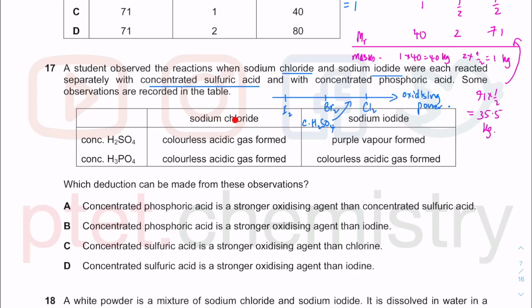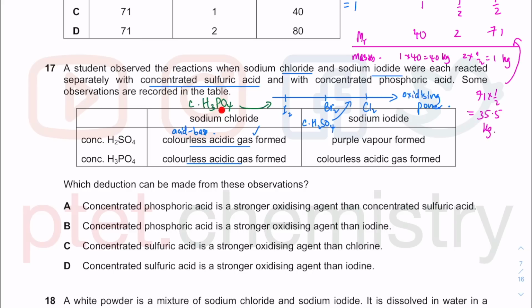So in terms of sodium chloride, concentrated sulfuric acid will just give you a colorless acidic gas, because it just does an acid-base reaction, which will be happening together with the other acid as well. So what do we know? Concentrated phosphoric acid does the exact same thing with iodide. It doesn't even give you the purple vapor. So what it tells you is that concentrated phosphoric acid must be a weaker oxidizing agent. It must lie even further down, even weaker than I2.